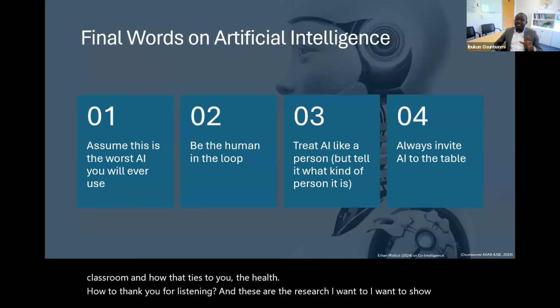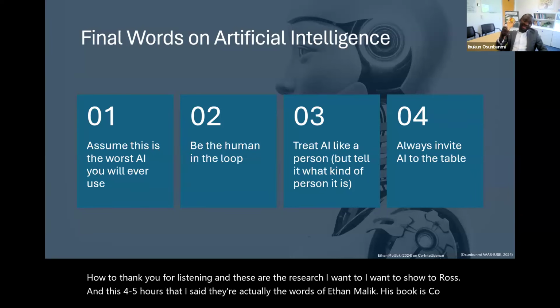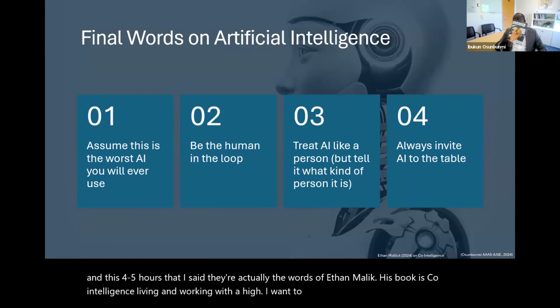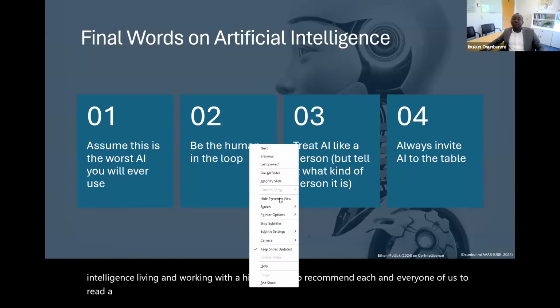And these four final words that I said, they're actually the words of Ethan Mollick. His book is Co-Intelligence: Living and Working with AI. I want to recommend each and every one of us to read the book. So these are not exactly my words. This was one of the ideas I was saying when I was talking about it in this book.